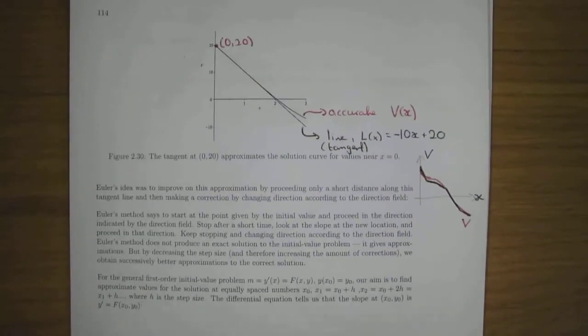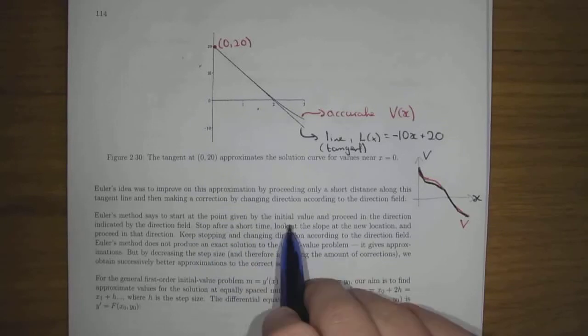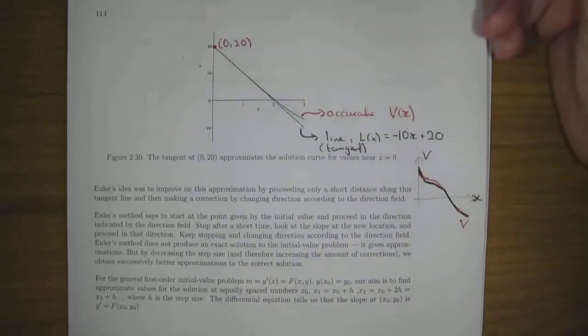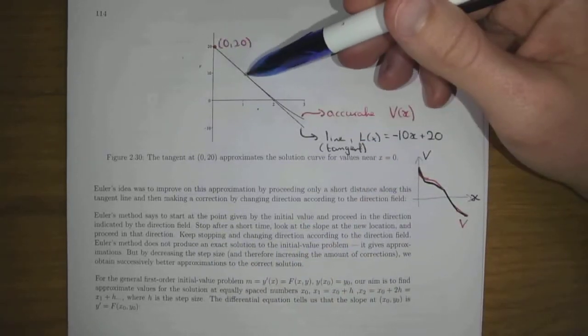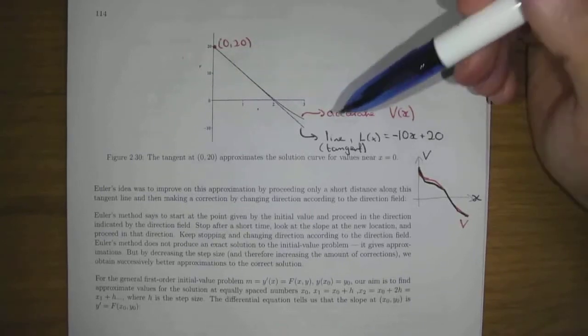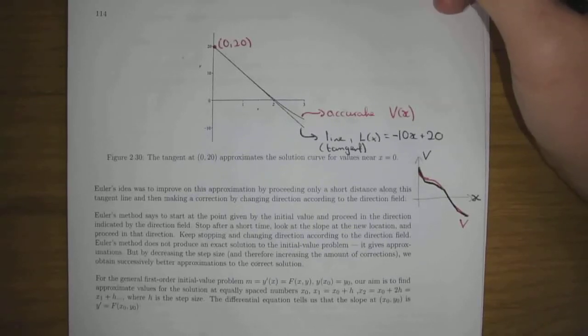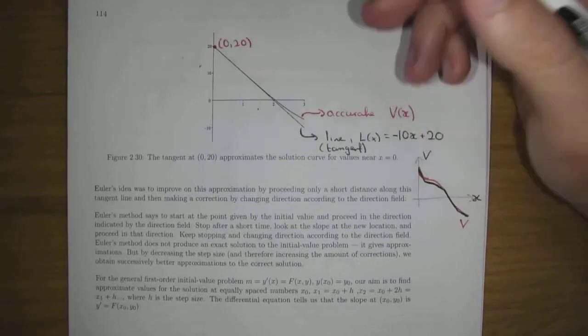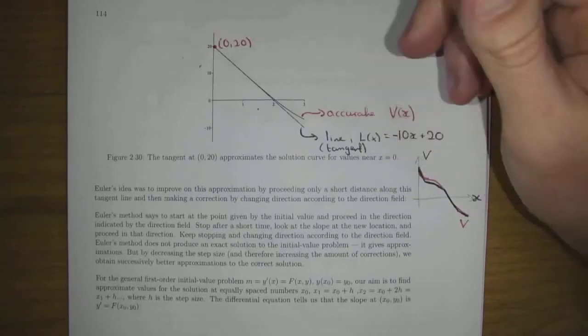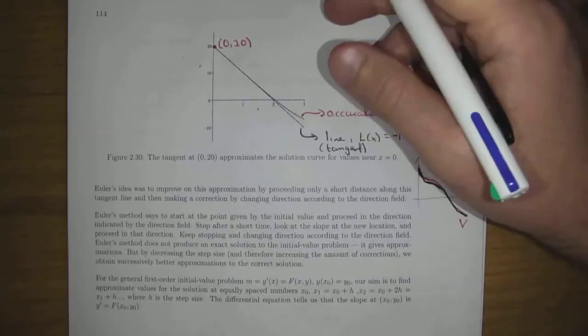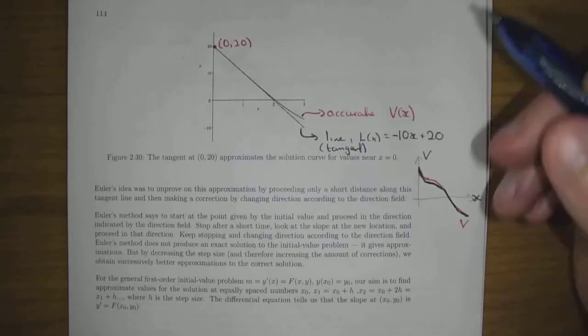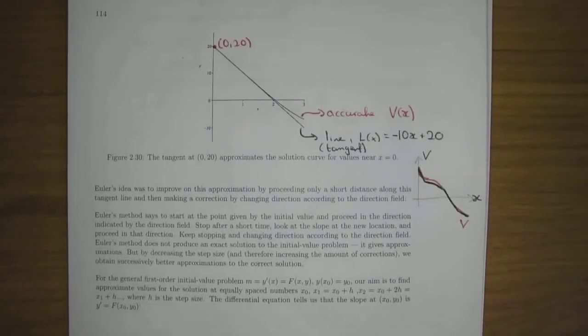So Euler's method says start at the point given by the initial value, which would be the (0, 20), proceed along the tangent for a while, stop after a short distance which you choose, look at the slope at the new location, and proceed in that direction. Keep stopping and changing direction according to the direction field. You don't get an exact solution, you get approximations. But if you make the step size smaller and smaller, which means more and more calculations, you get better and better approximations.